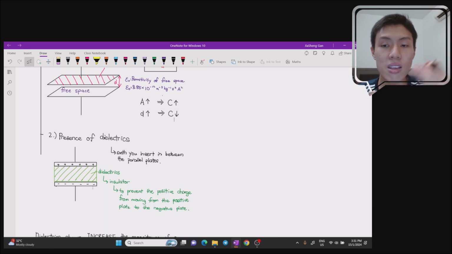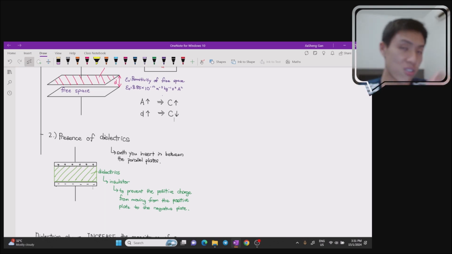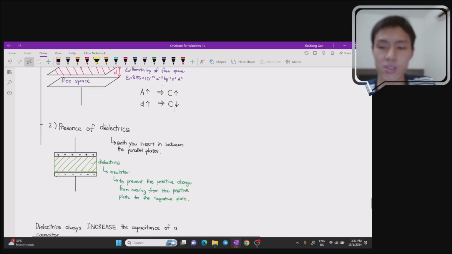But by inserting different kinds of dielectric, you can actually affect the capacitance of the capacitor. Certain materials will cause the capacitance to increase by a big amount. Certain materials will cause the capacitance to change by a little bit. So we will talk about this right now.